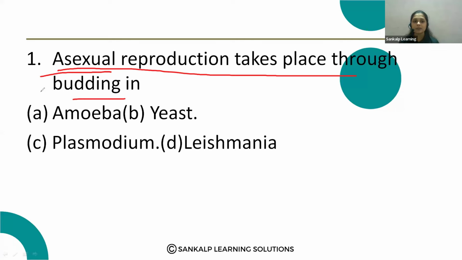My first question is, asexual reproduction takes place through budding in. Budding is a type of asexual reproduction. The options are amoeba, yeast, plasmodium, leishmania. What is the correct answer? Please tell me.